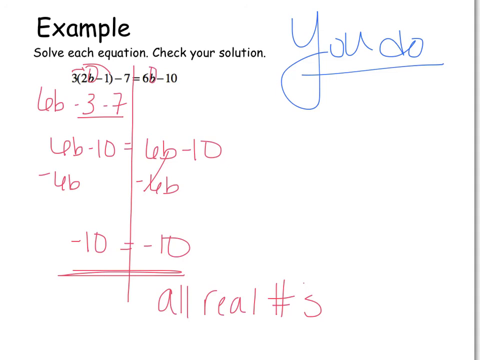Pretty cool concept, huh? Anyway, these are your extra practice problems. I'd like you to try these as best you can. The odd answers are in the back of the book, so if you'd like to check your work as you work through them, go ahead and try those.